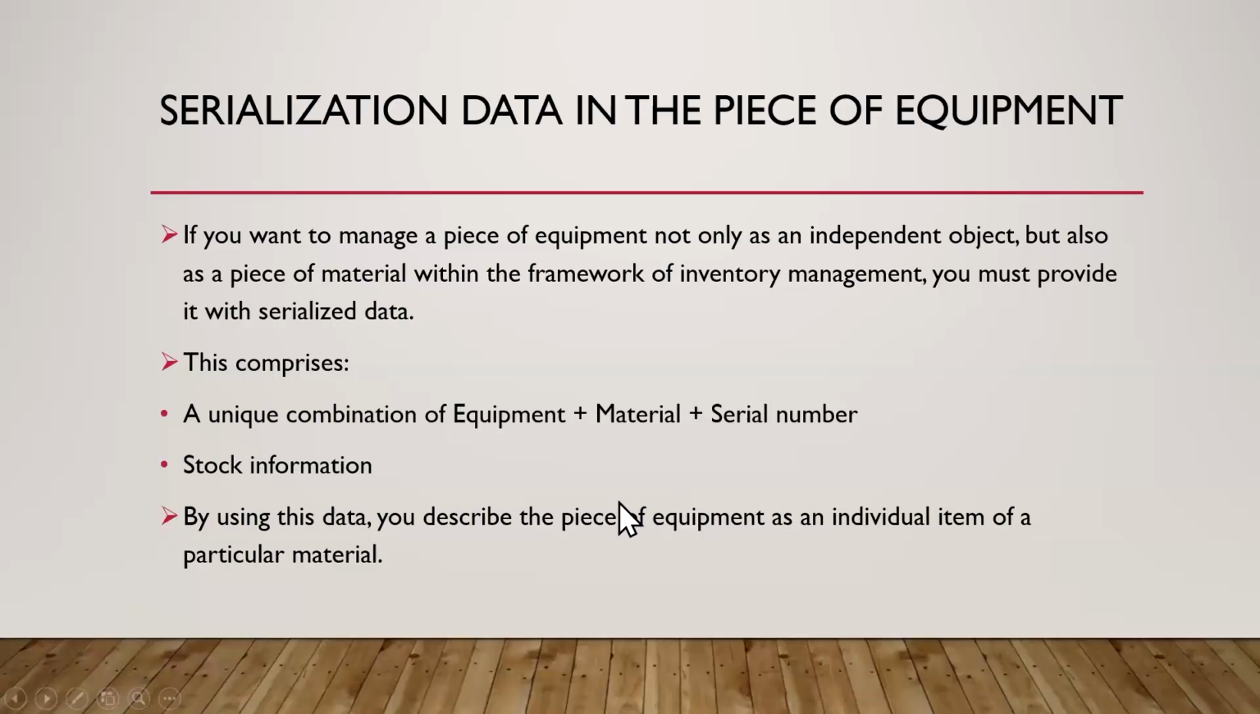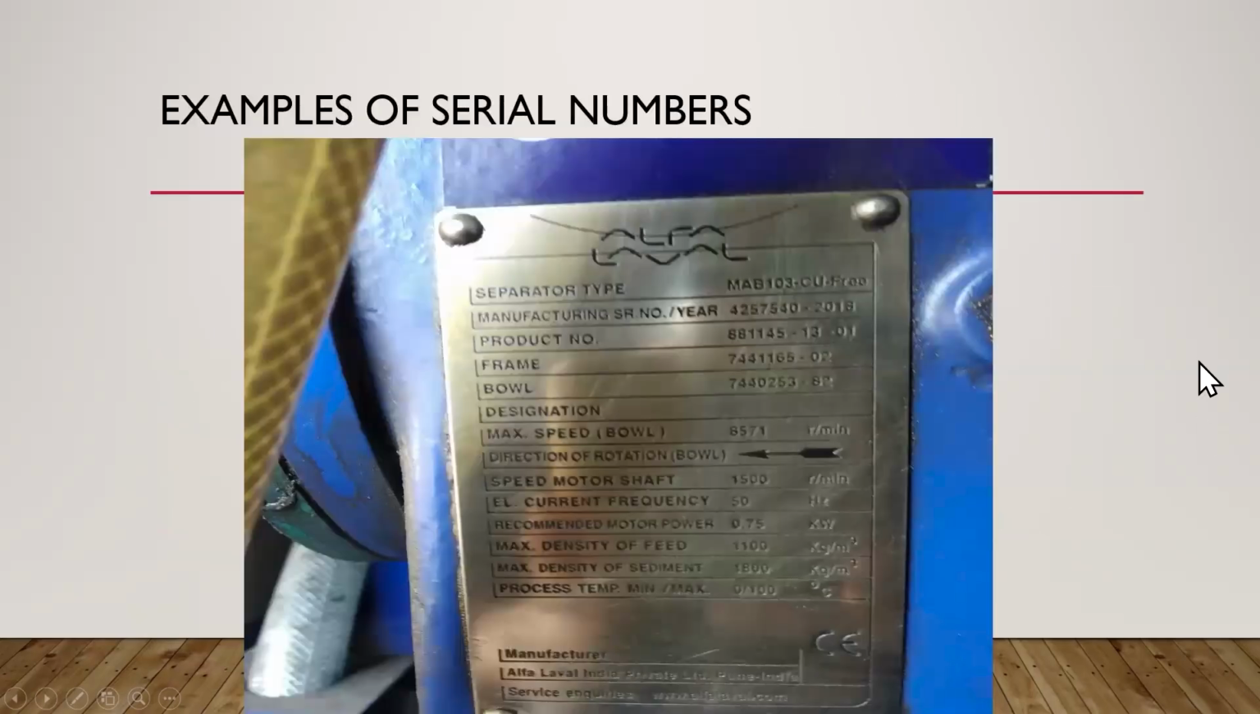Then you will have stock information. By using this data, you describe the piece of equipment as an individual item of a particular material. For example, I think this is a power supply or some instrument, some equipment. See, the manufacturing serial number is there. This is what we have to create.